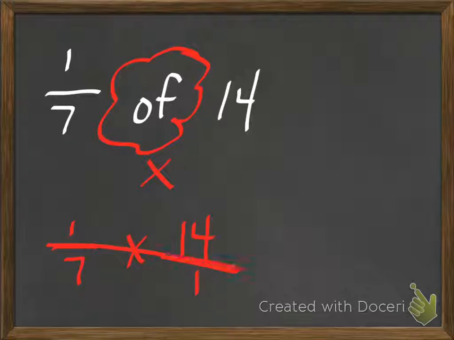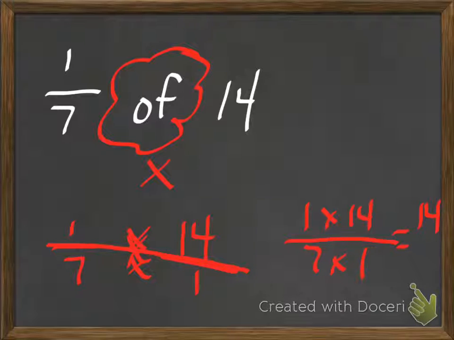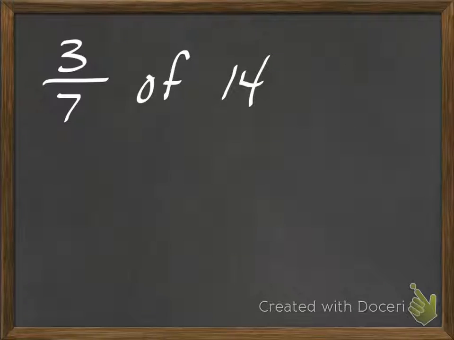Then I can multiply the top numbers and multiply the bottom numbers. So I'm going to multiply 1 times 14, and I'm going to multiply 7 times 1. 1 times 14 is 14, 7 times 1 is 7. Now I have 14 being divided by 7, and that equals 2. Okay, see how easy this is? I think this is much easier than adding and subtracting.